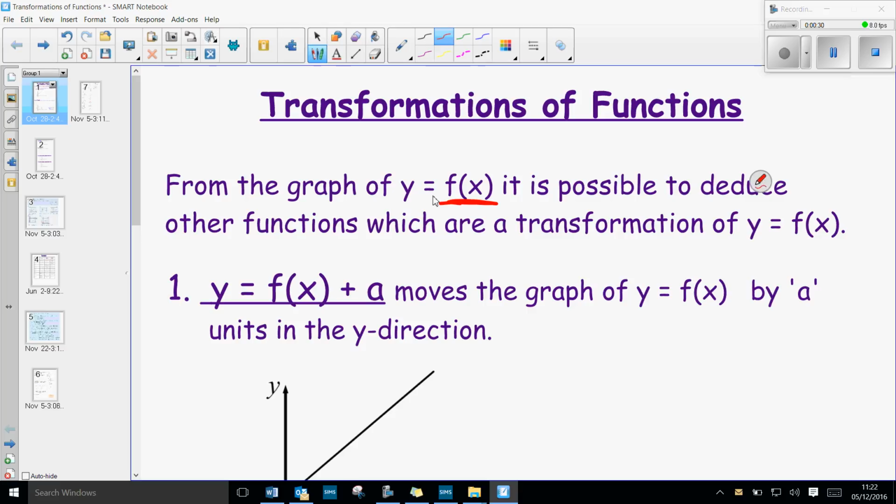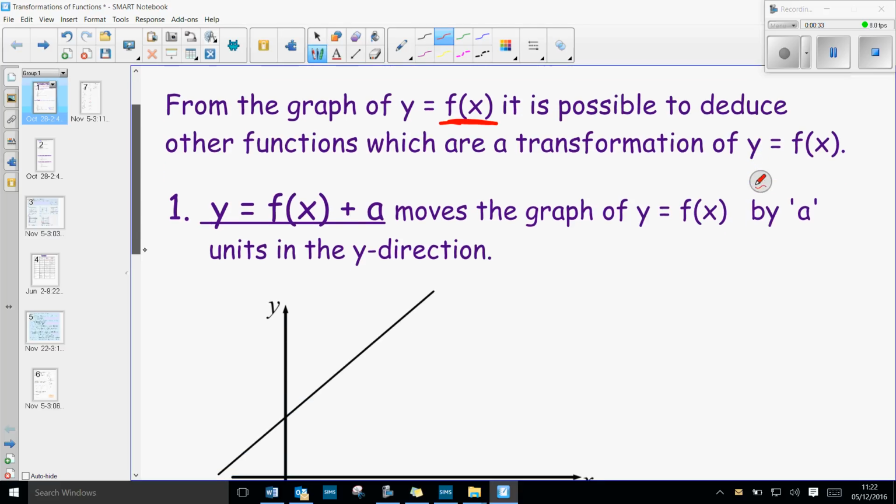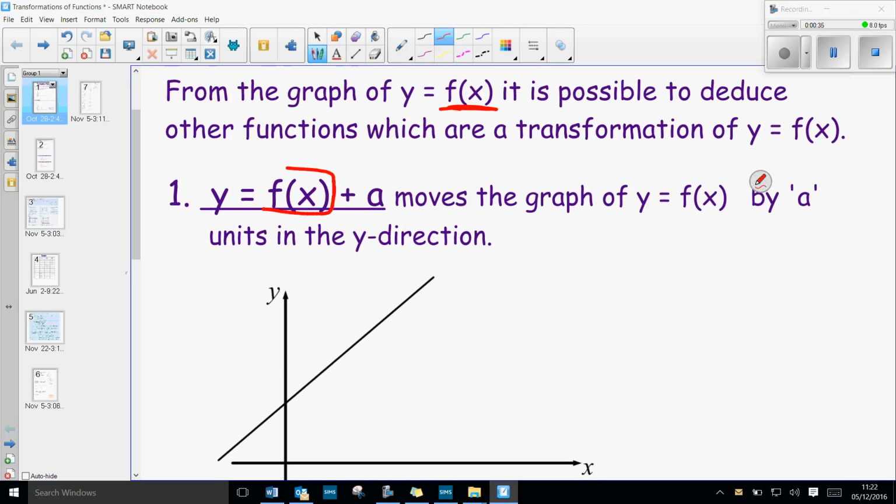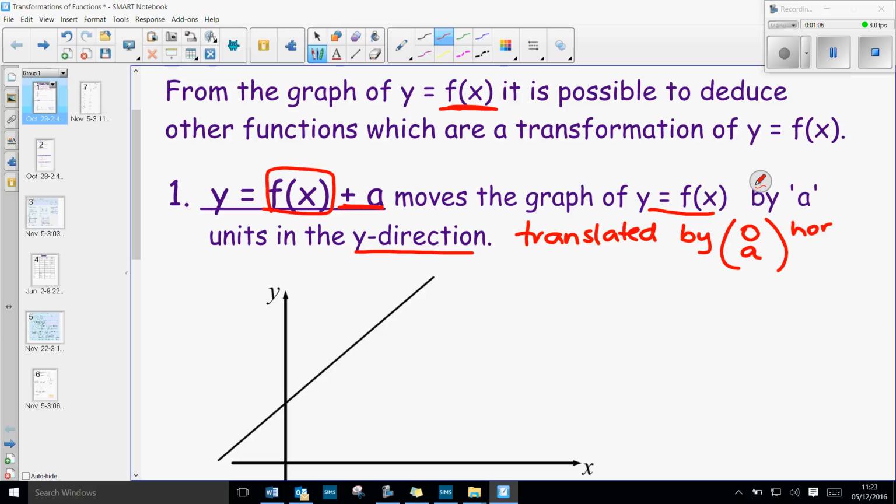So the first one, if we have some kind of original function with a number added onto it, we know that the graph of the original function f(x) is going to move by a units in the y direction. Another way that we often say is it's translated by (0, a). And we use this as our translation vector because the top number tells us our horizontal movement and the bottom number tells us our vertical movement.